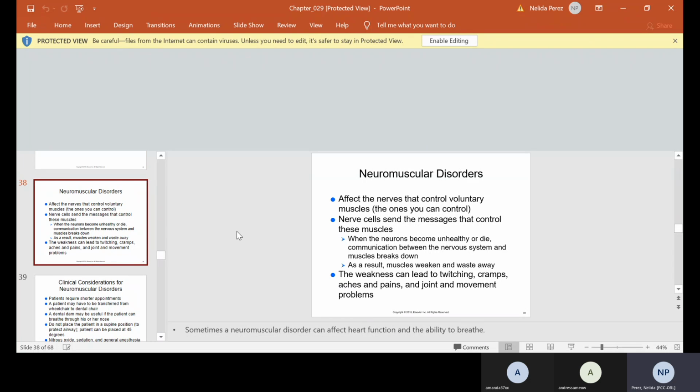Neuromuscular disorders affect the nerves that control voluntary muscles, the ones you can control. Nerve cells send the messages that control these muscles. When the neurons become unhealthy or die, communication between the nervous system and the muscles breaks down, and as a result, muscles weaken and waste away. The weakness can lead to twitching, cramps, aches and pains, and movement problems.